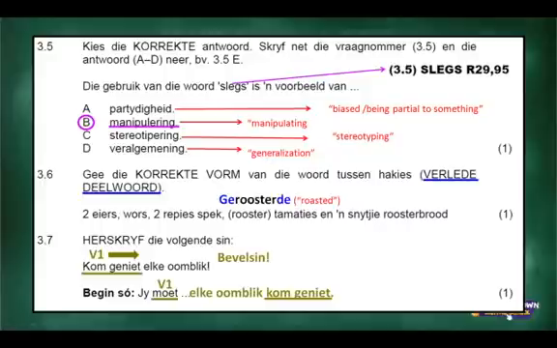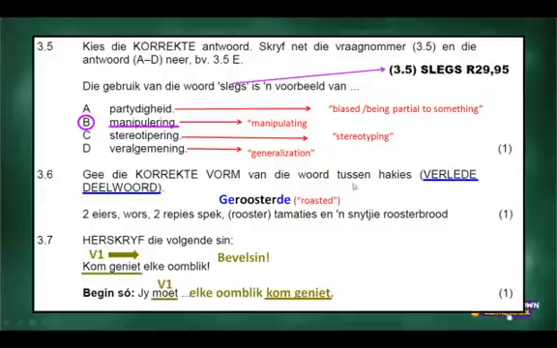Now, usually in an advertisement, they are trying to manipulate you to buy something, or they are trying to convince you to buy something. Okay, so gewoonlik is dit oorreding. That is when they're trying to convince you to do something. Maar in hierdie geval is dit manipulering. Okay, they are trying to manipulate you to go out and buy this lovely breakfast because it's only R29.95.